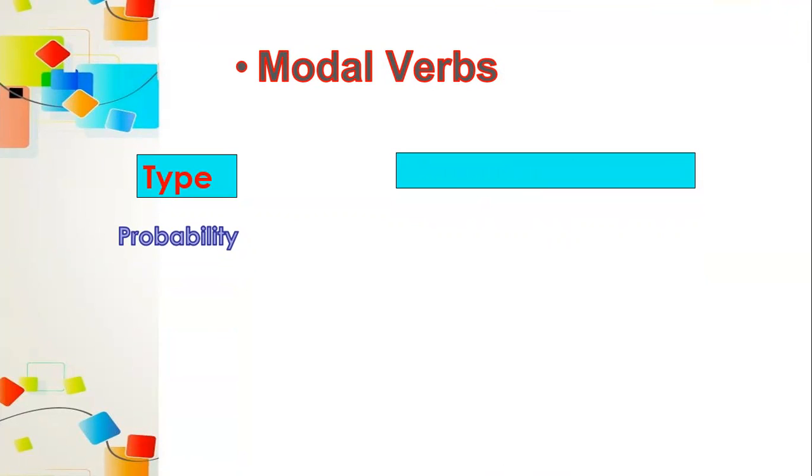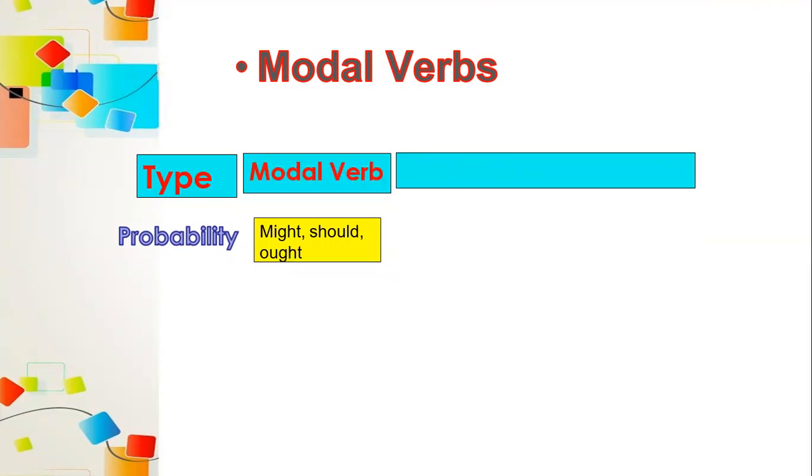Modal verbs of probability are used to express opinion of the speaker based on information that the speaker has. Just have a look at this example. He must be at work. It is 10 o'clock. In this sentence, the speaker is nearly sure that the person is at work based on the speaker's previous knowledge, because the person in question usually works during that time.